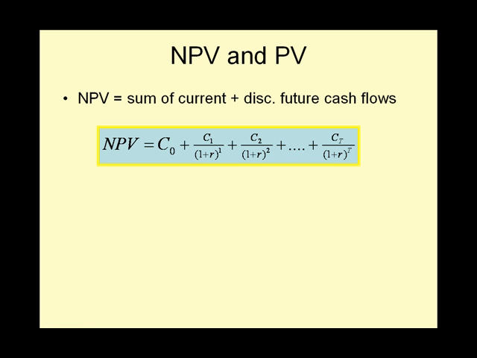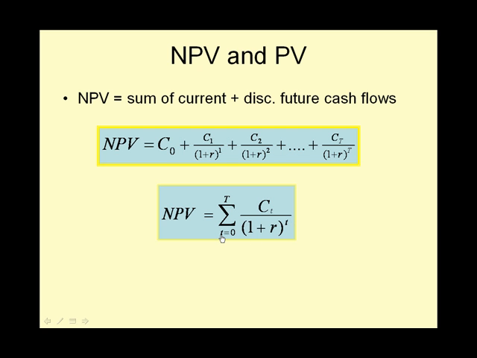represents the initial cash outlay associated with getting a new project underway. So if we add the initial cash outlay to the sum of the discounted future cash flows, we get the NPV equation. Here's the shorthand version of the NPV equation.